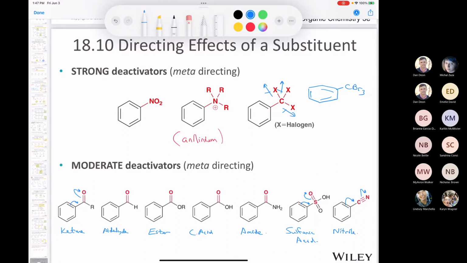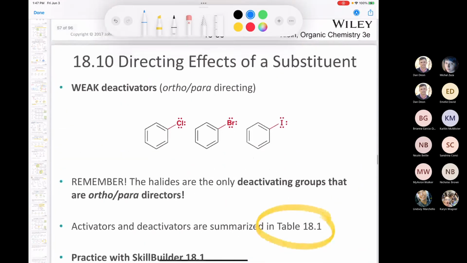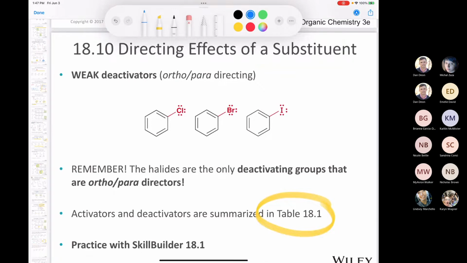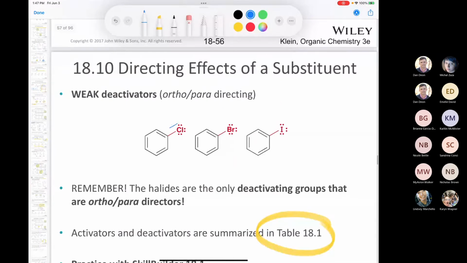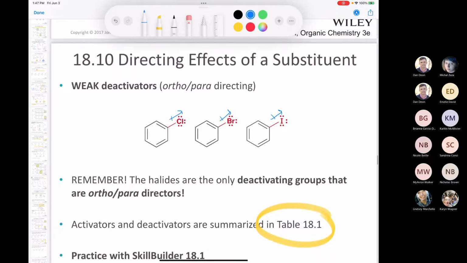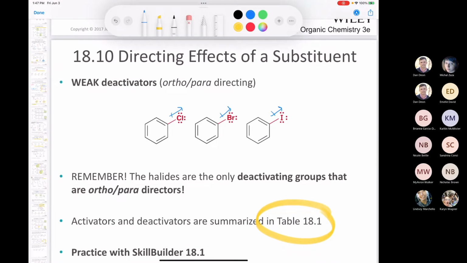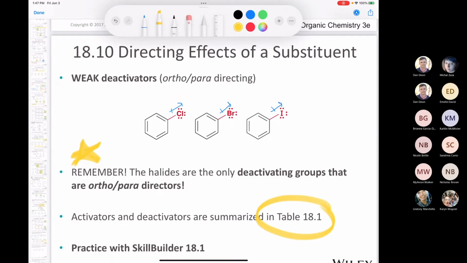Let's see, weak deactivators. Well, it's the halogens, chlorine, bromine, and iodine. Don't worry about fluorine. We'll talk about that later on in the course. But these are all weak deactivators. Why? Because they all have a dipole going in this direction. However, what separates these from the other deactivators is all the other deactivators were meta-directors, but you have to remember that the halides are the only deactivating groups that are ortho-para directors, and we looked at why that is. It's because they have one extra contributor to the overall resonance hybrid, my friends. That is the reason why.